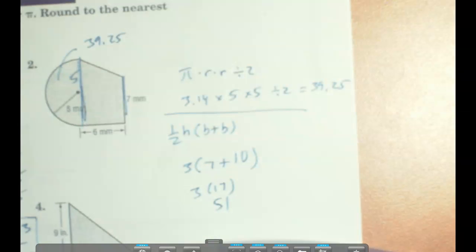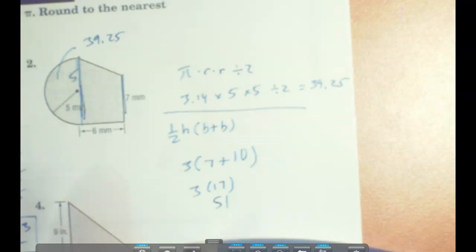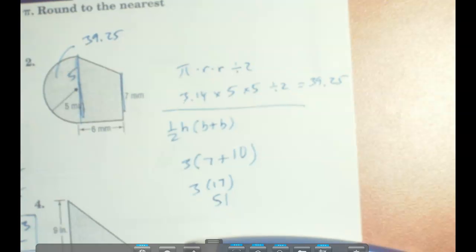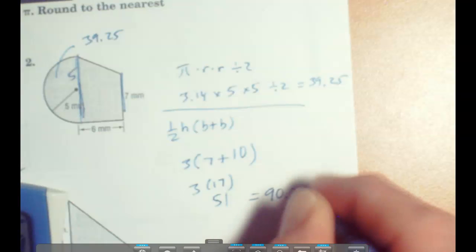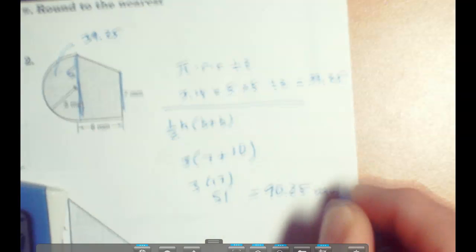So I can take that 51, and I can add that to the 39.25 equals 90.25. And that's going to be millimeters squared.